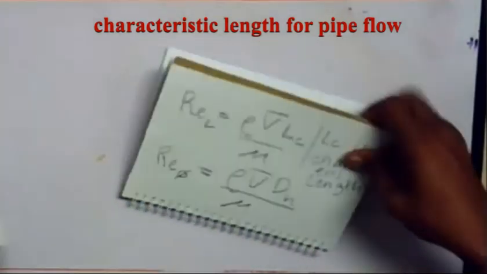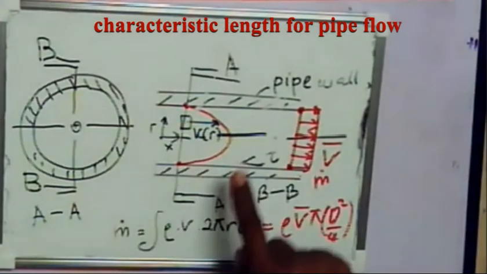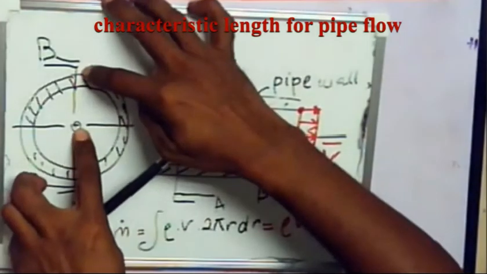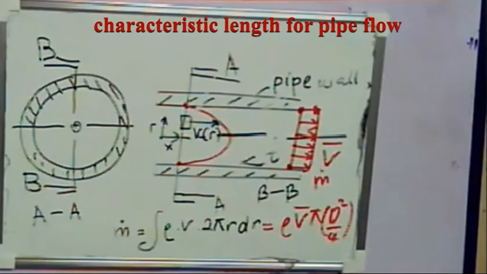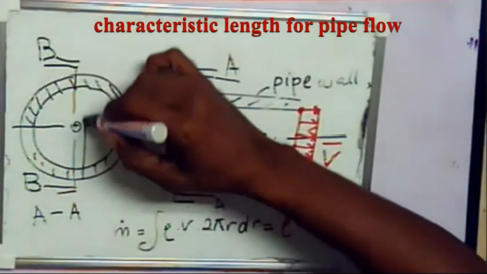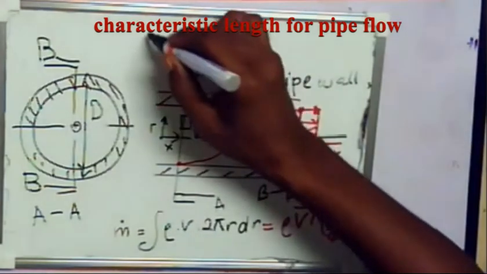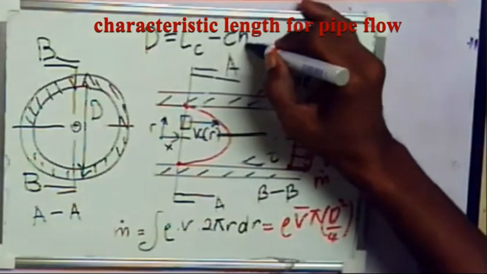Let's say for our example right now, the characteristic length for the pipe can be the length of the pipe, it can be the radius, it can be the diameter, right? So we can have three different characteristic lengths. But what we're going to use as the characteristic length for this problem, when we want to define the Reynolds number, is the diameter of the pipe. So this one will be the characteristic length. So D is L_C, the characteristic length.